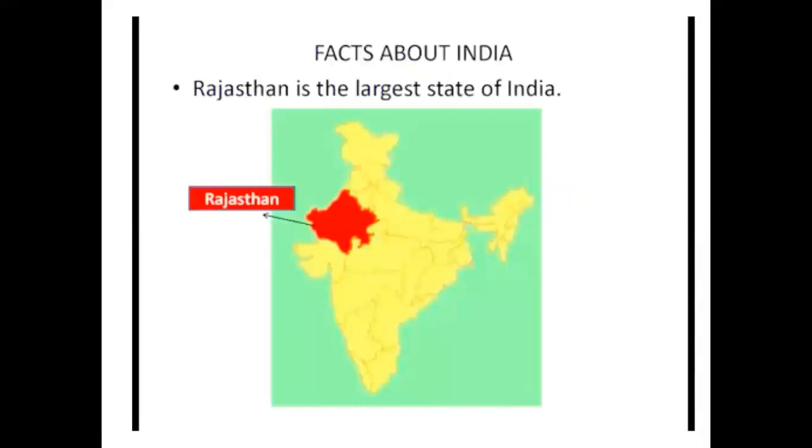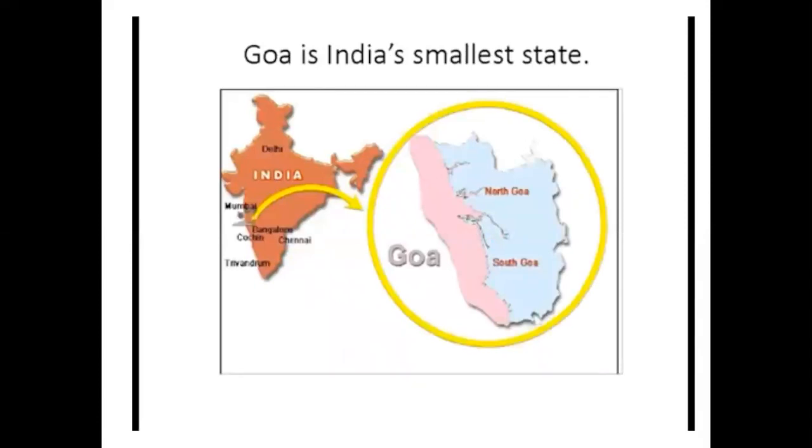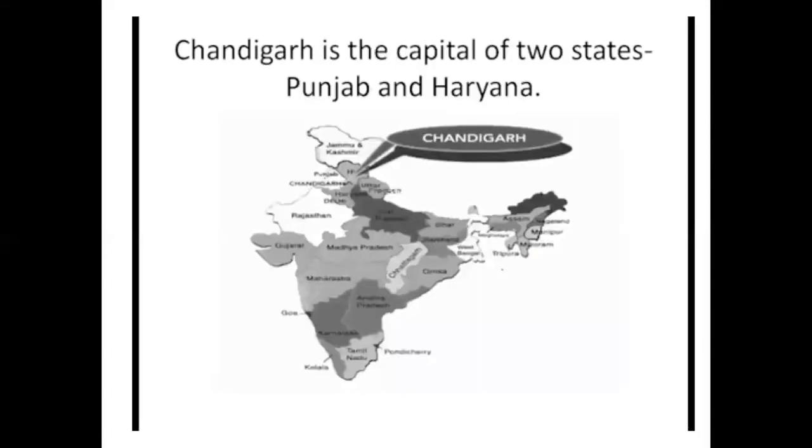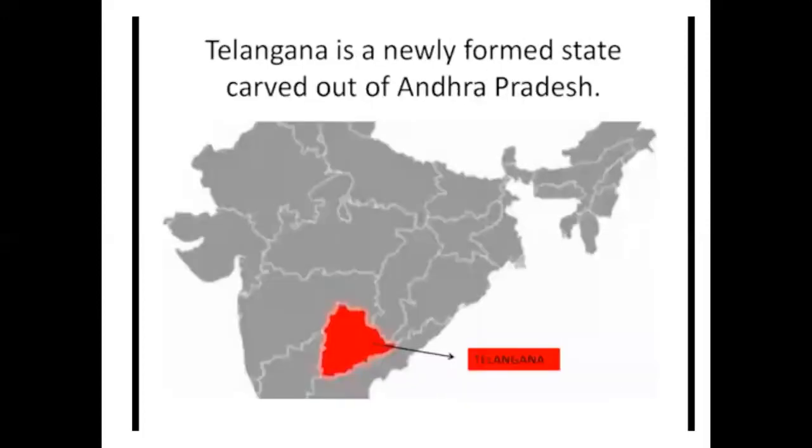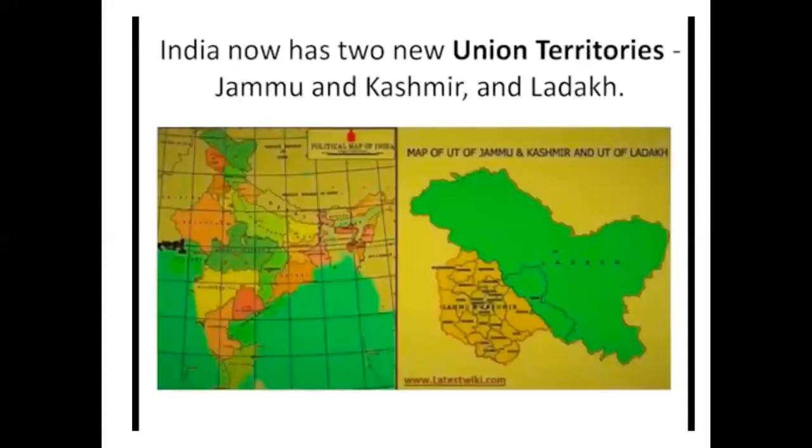Rajasthan is the largest state of India. Goa is India's smallest state. Chandigarh is the capital of 2 states, Punjab and Haryana. Telangana is a newly formed state carved out of Andhra Pradesh. India now has 2 new union territories, Jammu and Kashmir and Ladakh.